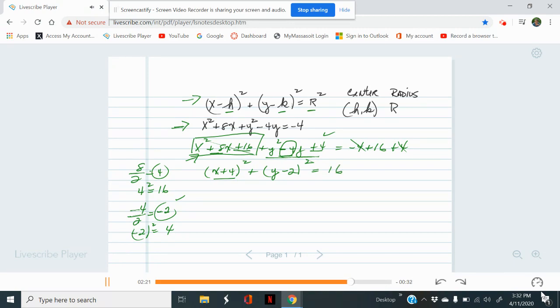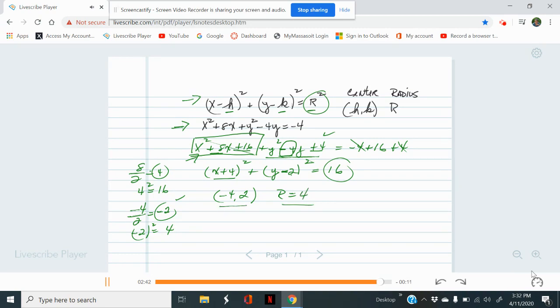So here I am. I'm ready to determine the center of my circle. This is a plus. You're going to change that to a negative. This is already the negative, so the k value comes right after the negative sign. It's a positive 2. And then the 16, that's the radius squared. So the square root of 16 is 4. And we have it. There's your center.